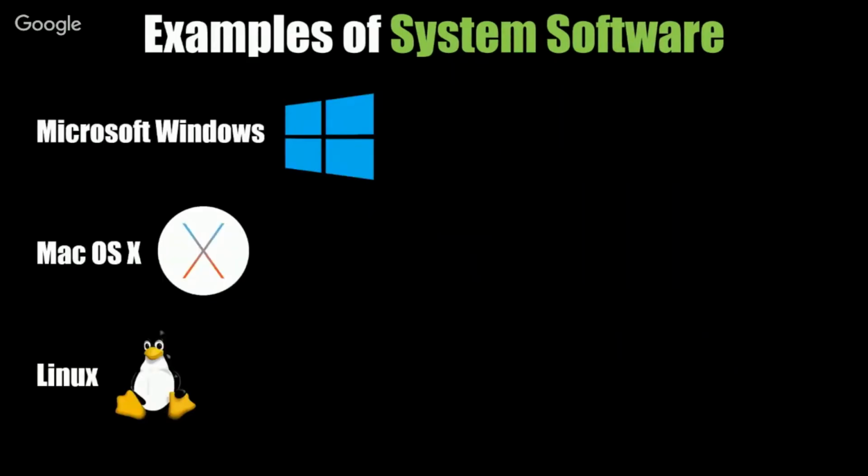Remember that operating systems are examples of system software. And while they're not the only type of system software, they're the most important type by far. A few examples of operating systems you may be familiar with are Microsoft Windows, Mac OS X, and Linux.